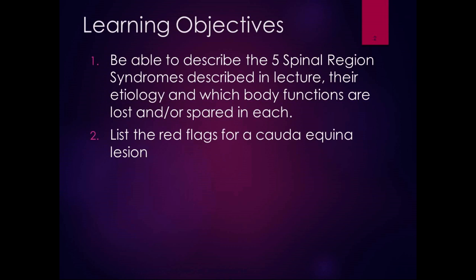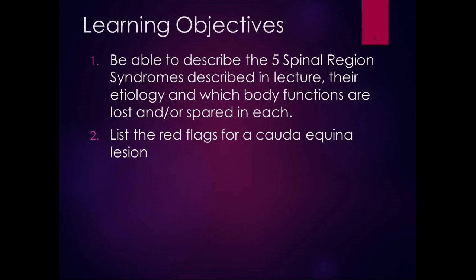So we're going to talk about some spinal region syndromes, some of which are caused by traumatic spinal cord injury, but we're going to have a separate section talking specifically about traumatic spinal cord injury. So for the learning objectives for this section, I want you to be able to describe the 5 syndromes that we talk about in this lecture, their etiology, and which body functions are lost and or spared in each. So when you think about things being lost and things being spared, basically anything that's not lost is spared.